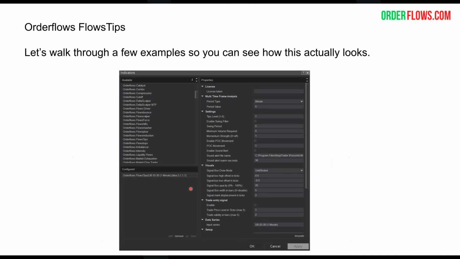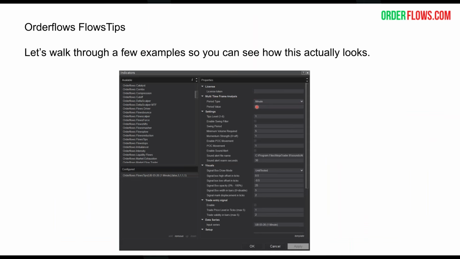All right, so let's walk you through a few examples so you can see how this actually works. Again, these are the settings. Obviously the license token, when you get a license, and multi-time frame analysis. This is what I was referring to earlier, talking about the higher time frame. You could set 5 minutes. And what that does is it will analyze, say, 5-minute order flow plotted on your 1-minute chart or your range-based chart or your volume-based chart or your Renko-based chart.